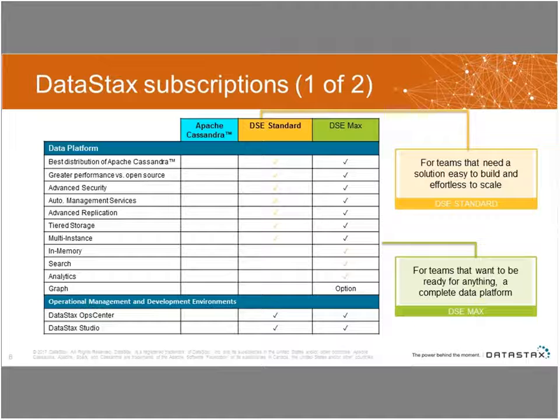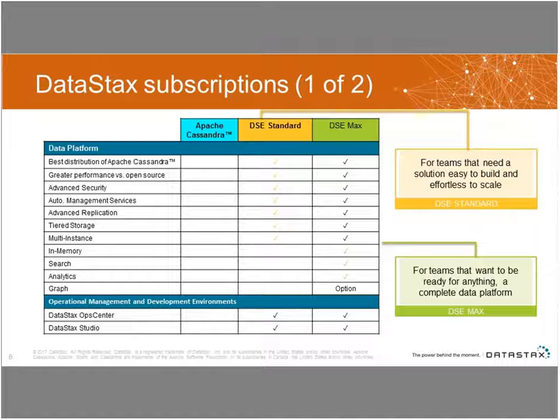But just going down the line, and I'm not going to elaborate on these in great detail, but to call out, for example, when you get to DataStax Enterprise Max, you add in-memory capabilities, search with Solr, analytics with Spark, Graph as an option as well. And then with respect to management and development, you have OpsCenter for administration and monitoring, and Studio for developer tooling. And I'll talk about those in a little bit more detail as well.